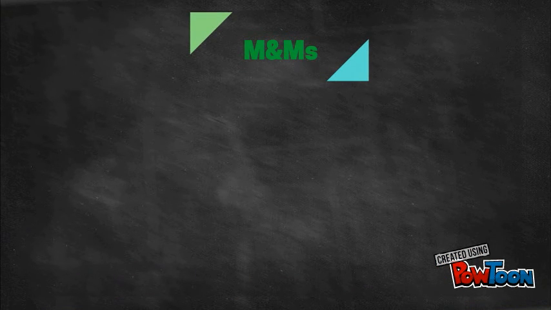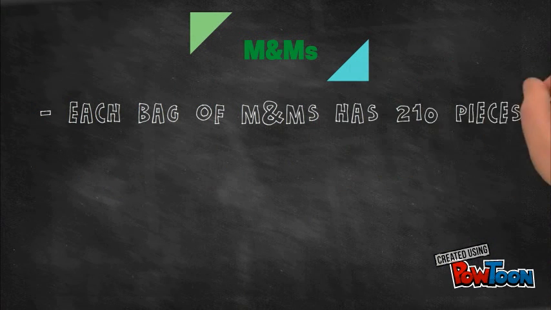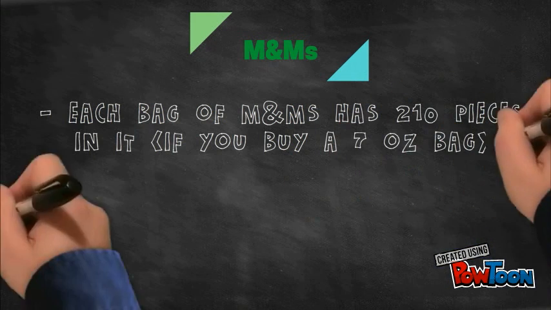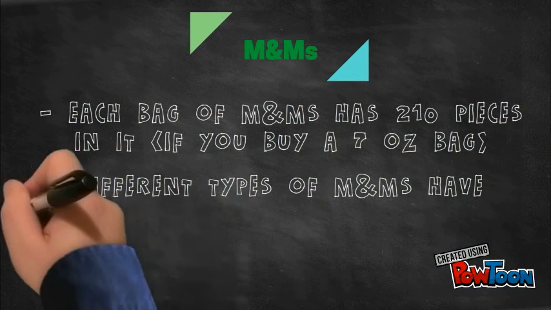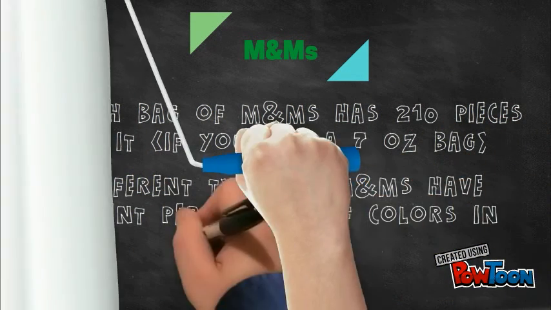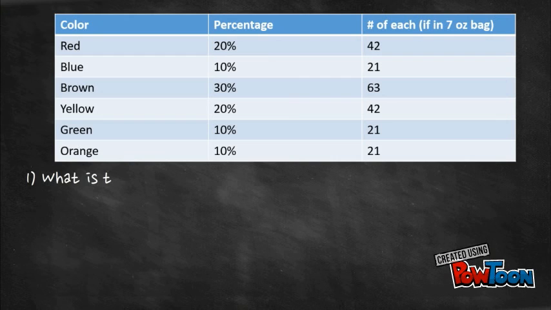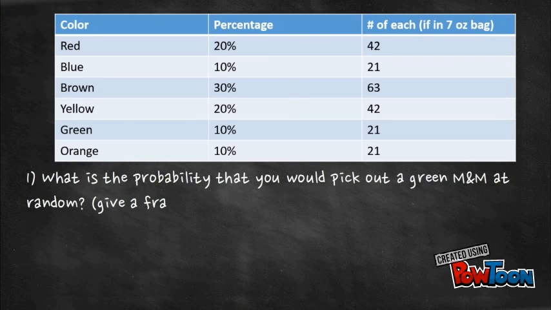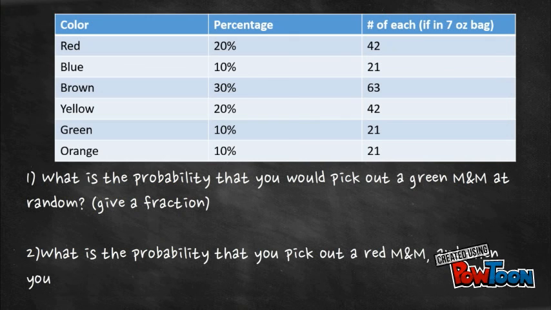Now, let's start off with something easy and basic, and I've done my research on this. So let's start with M&Ms. Each bag of M&Ms has 210 pieces in it, if you buy the 7-ounce bag. And different types of M&Ms have different percentages of the colors in them. Now, here's a table of the percentages of the colors in a milk chocolate bag of M&Ms, and I've done the math for you. And so there's two questions here, and if you could answer them, I'll give you a few seconds, and the answer will be on the next slide.